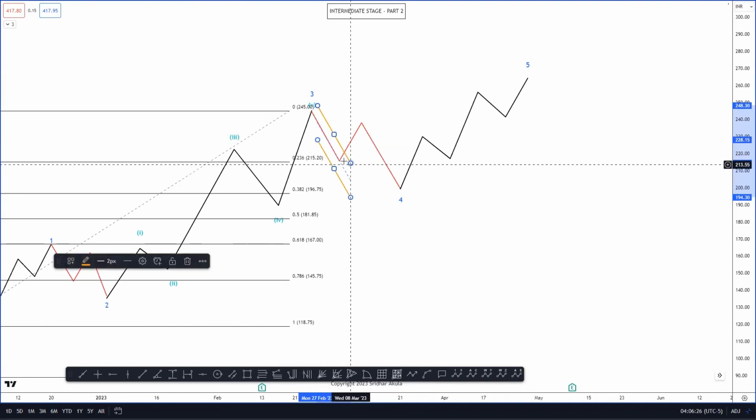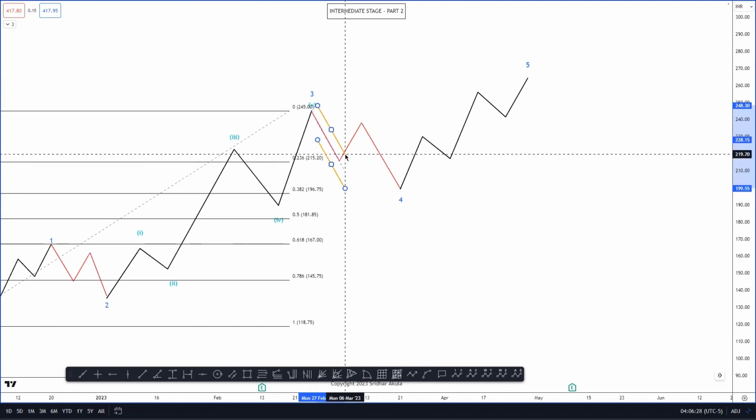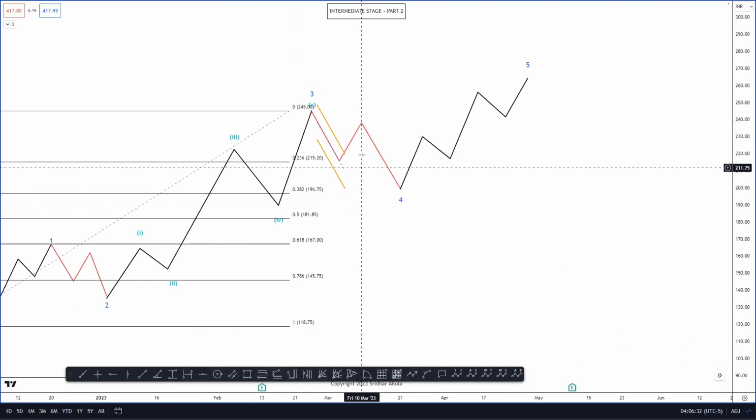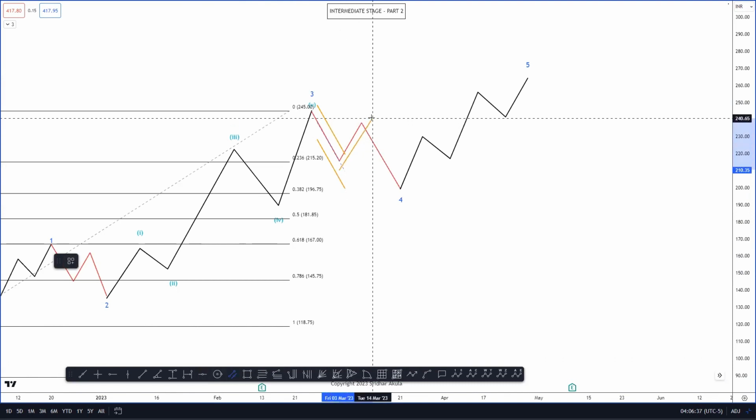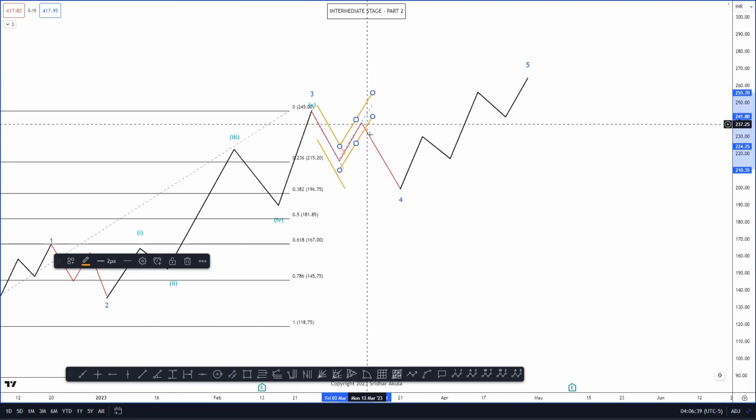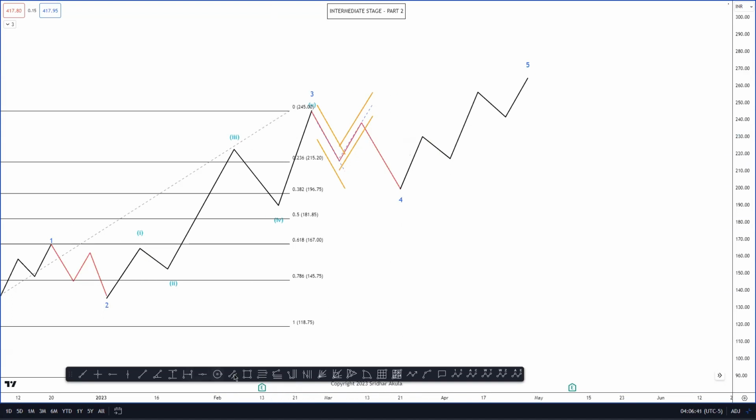Okay, wave 4.A is finished. Now you want to calculate for 4.B. Similarly, draw a parallel channel line for 4.B. Okay, we can draw a parallel channel line for 4.B. Now 4.B is finished. I want to calculate for 4.C. So 4.C is an impulsive wave.